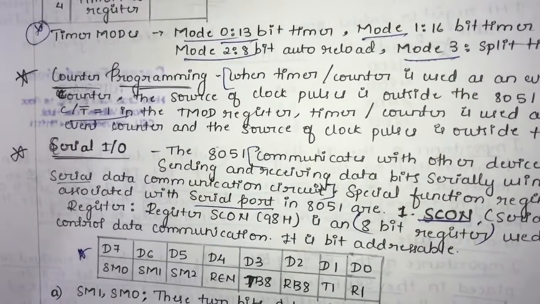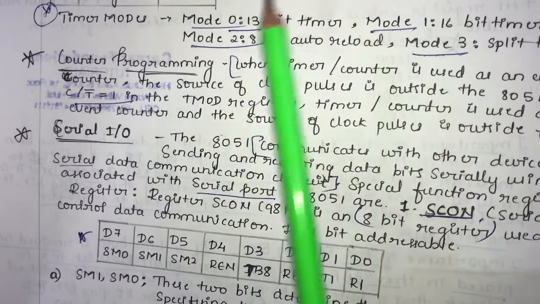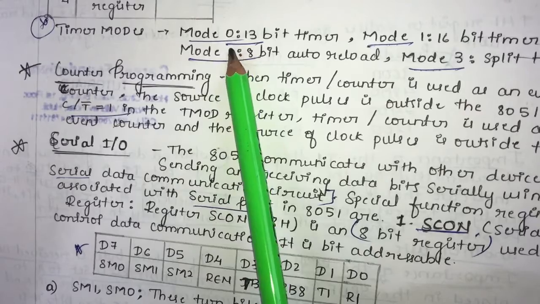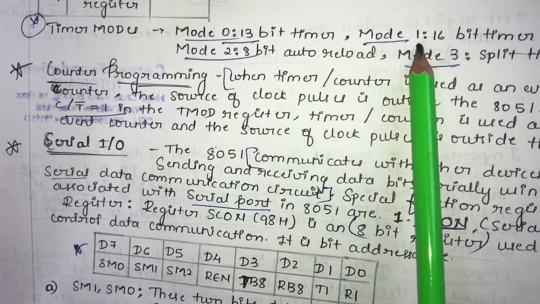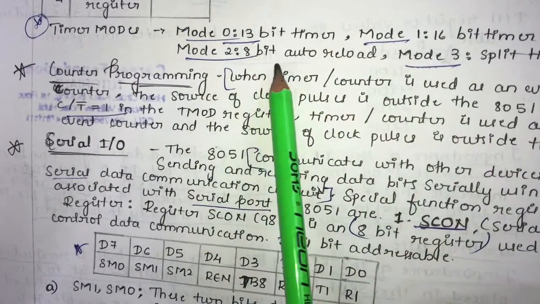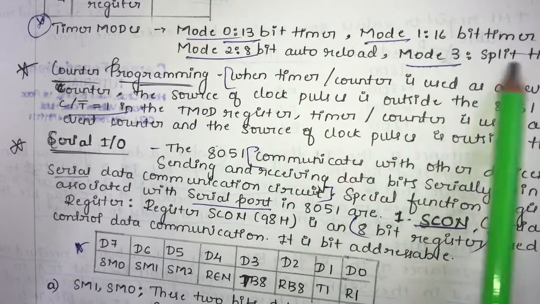Next we have the timer modes. We have mode 0, mode 1, mode 2, mode 3. Mode 0 is a 13-bit timer. Mode 1 is a 16-bit timer. Mode 2 is 8-bit auto reload, and mode 3 has a split timer.